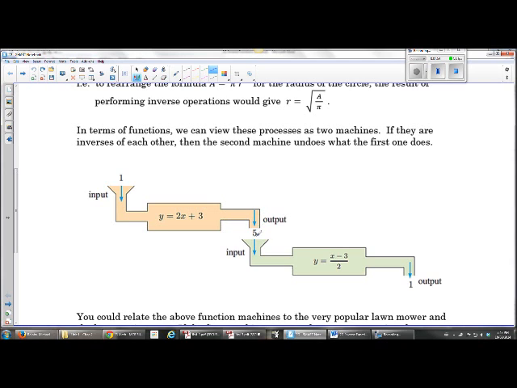That 5 then becomes the input of the second machine, and the second machine, as we stated before, undoes what the first machine does. So instead of multiplying by 2 and adding 3, we're actually subtracting 3 and dividing by 2. So that 5 comes in, we subtract 5 minus 3 to give 2, and then we divide by 2, and 2 divided by 2 gives us 1.